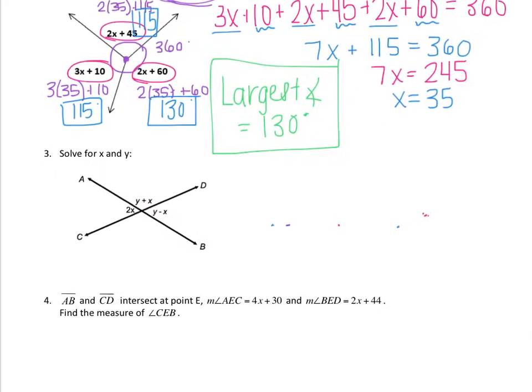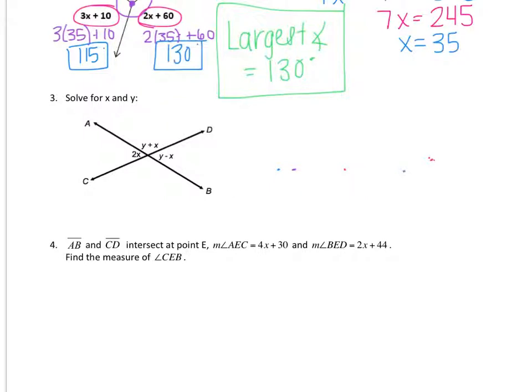Moving on to number 3 down here. We are asked to solve for x and y. So I'm looking at this picture and I see a 2x here, a y plus x, and a y minus x. And I can look at this picture in a couple different ways. I know vertical angles are congruent. I also know that angles on a straight line are supplementary, meaning they add up to 180.